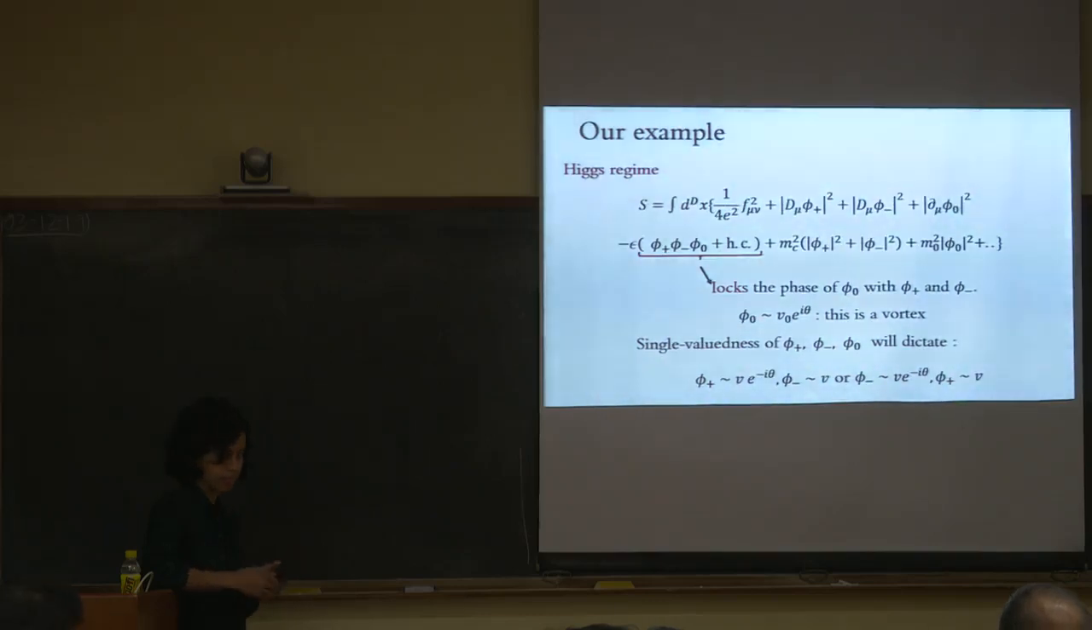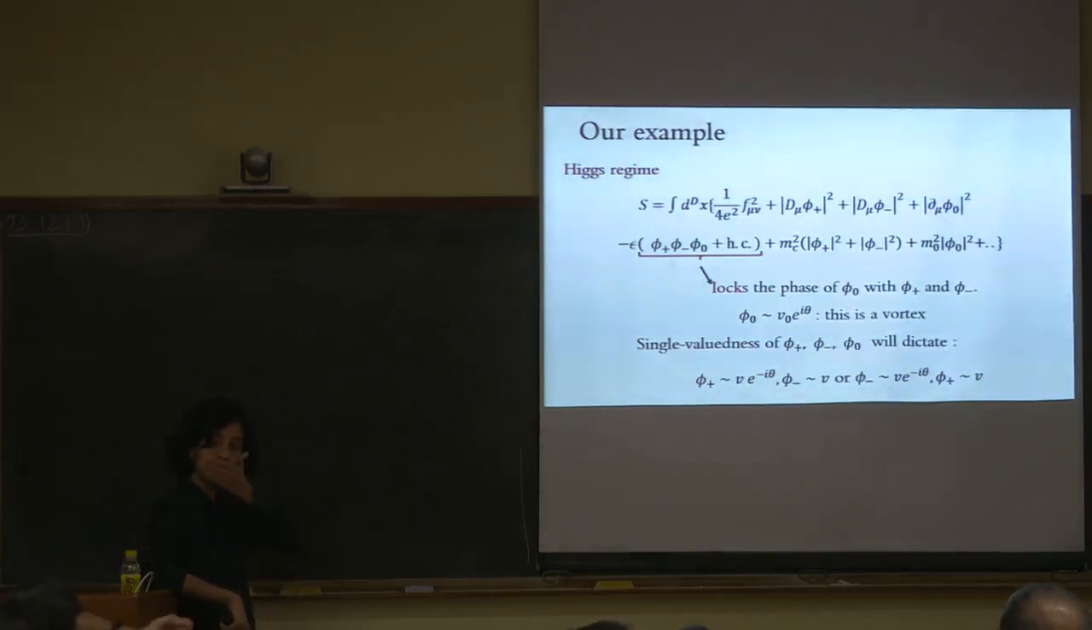I see. So all three fields are condensed: phi 0, phi plus, and phi minus. Yep. Phi 0 has charge 2, phi plus and phi minus have charge 1, under the global symmetry. Yes.